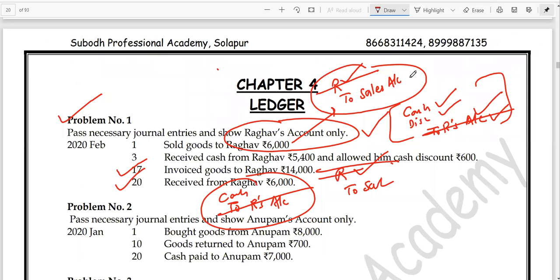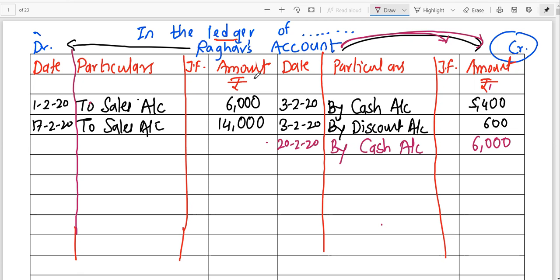So this was journal. These are the journal entries. We have first learned journal. Then from journal you did posting. This is posting to the ledger. From journal, if you write it to the accounts or ledger accounts, this is posting.